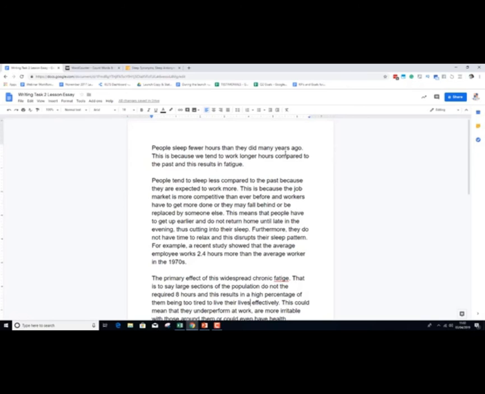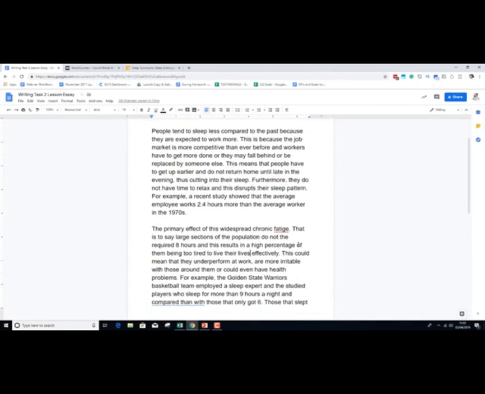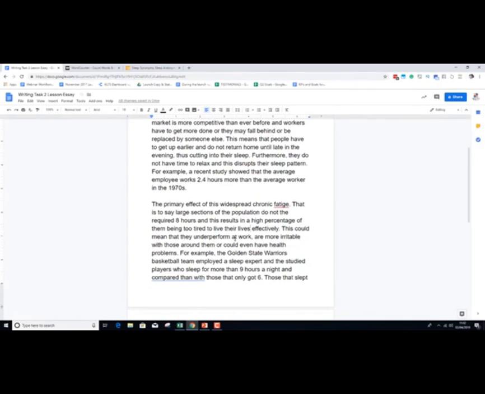But if we look at the rest of her vocabulary: fatigue, disrupts their sleep pattern, cutting into their sleep, widespread chronic fatigue. There's some great vocabulary and great collocations in there. And that's my point to her: you've got some great vocabulary, but you're trying too hard to show off, and you also are so afraid of repeating a word that you're scuppering your chances of actually improving.